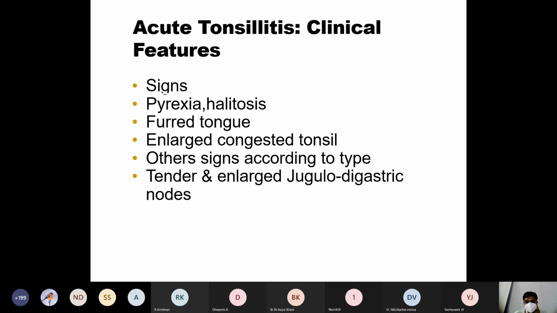The signs of acute tonsillitis can be systemic signs such as elevated core body temperature or pyrexia. There can be foul smell from the mouth, which is known as halitosis. The patient can have a furred tongue, enlarged congested tonsil, and other signs according to the type. The patient can have enlarged and tender jugulo-digastric lymph nodes. Jugulo-digastric lymph nodes can be palpated one finger width behind and below the angle of the mandible.